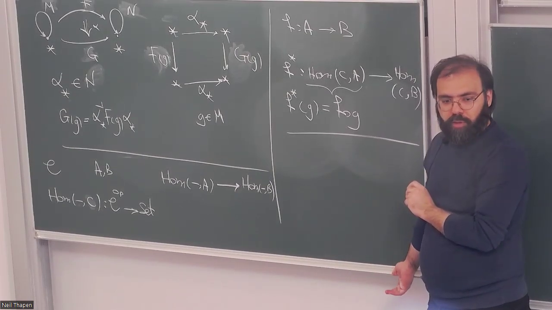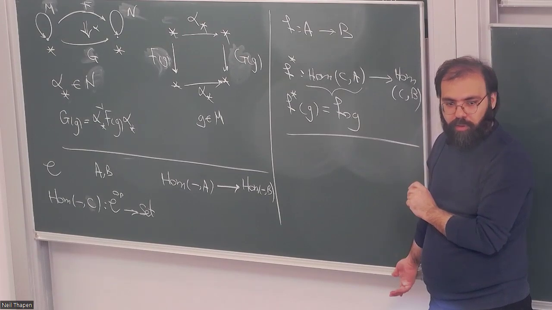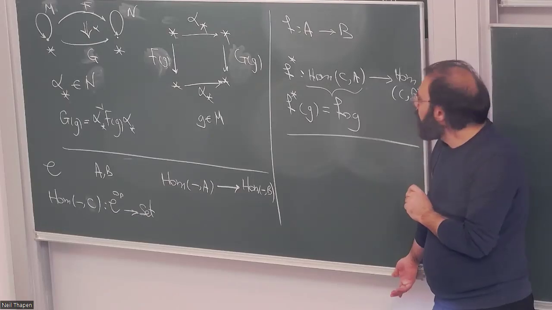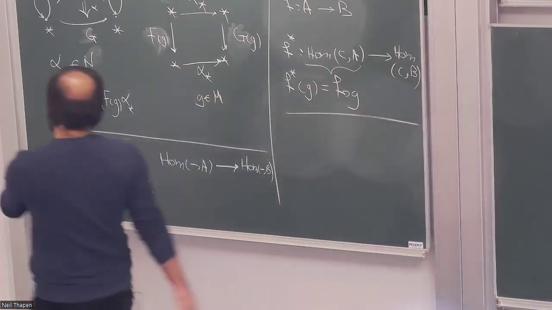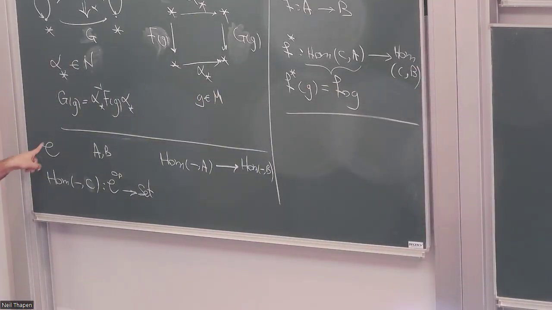Sorry, just as a reminder, home is what? What are A and B? A and B are objects in some category. So fix the category C. You have two objects.